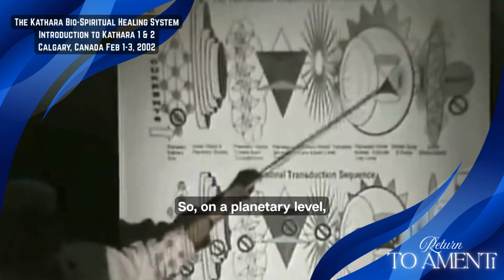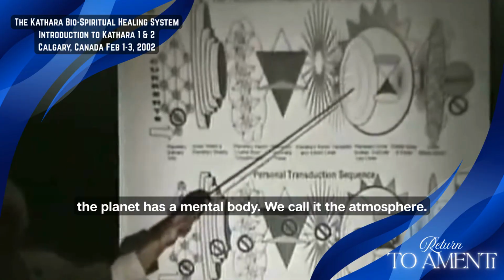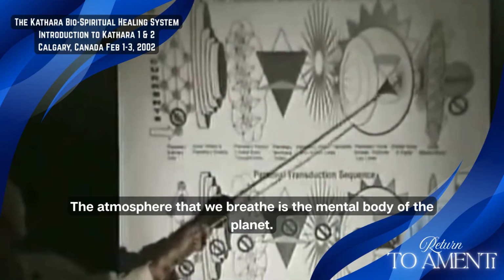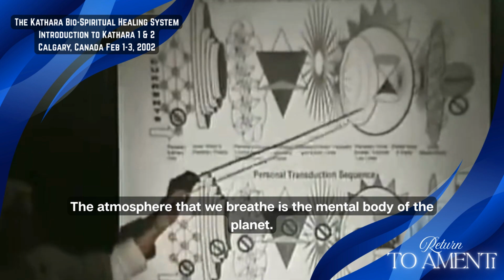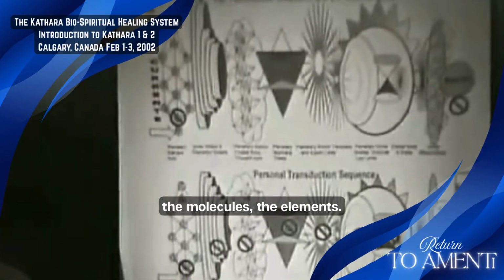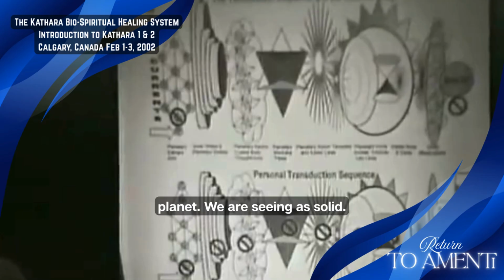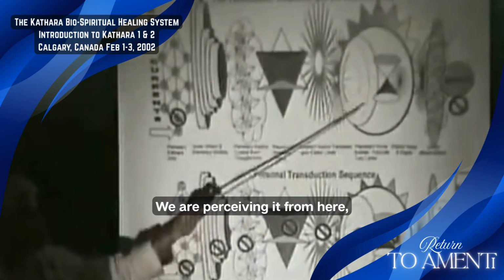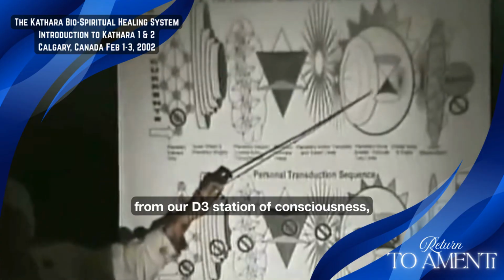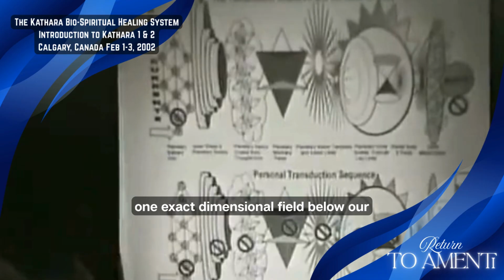So, on a planetary level, planet has a mental body. We call it the atmosphere. All right? The atmosphere that we breathe is the mental body of the planet. What we see is solid, the rock, the molecules, the elements. That's the D2 emotional body of the planet. We're perceiving it from here, from our D3 station of consciousness, seeing as solid, the hologram, one exact dimensional field below our state of consciousness.